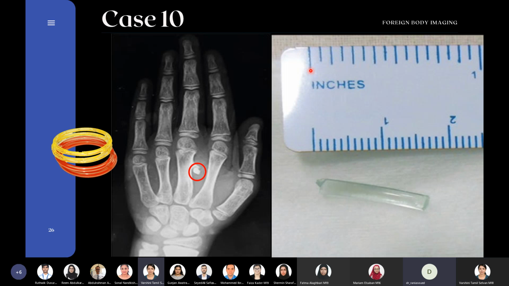But sometimes we exploit all modalities. We try to look for the foreign body with all different modalities until we find it. Yes, absolutely. And sometimes we don't see it at all with any imaging modality. It's quite a devastating case, what happened in Beirut. It is. Yeah.